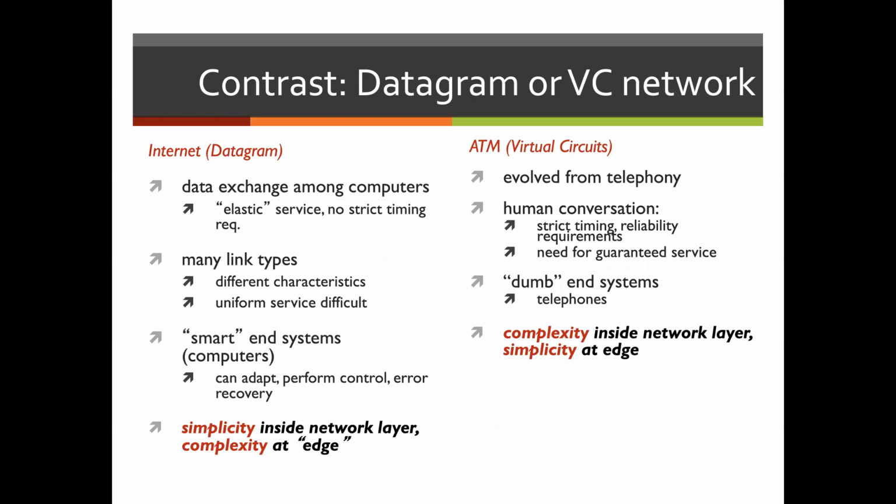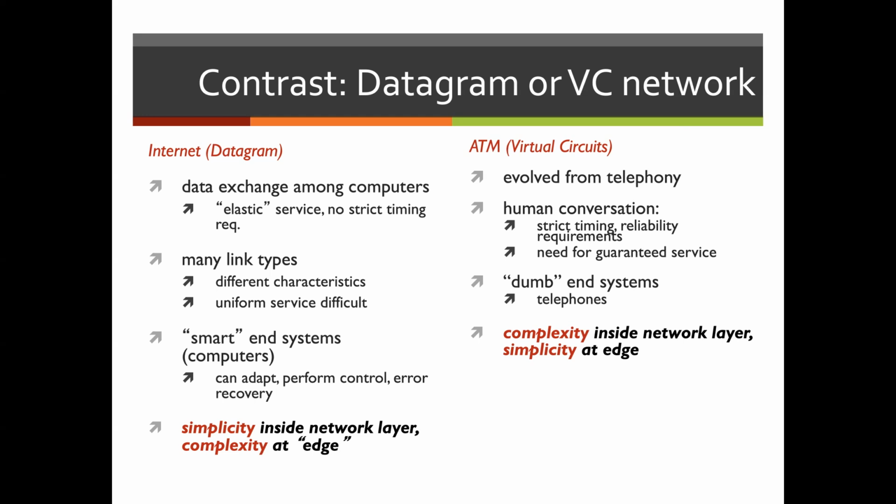And so there are two different ways in which we are able to provide for the mechanisms to implement our network. And we can use that with the internet via Datagram or ATM using virtual circuits. And so with the datagram, we focus on data exchange among computers. And so this is an elastic service, so there's no strict timing requirements. And we have to consider that there are many different link types, and these different link types are going to have different characteristics, but uniform service can be difficult because of that. And we'll have smart end computer systems. That means that they can adapt and perform control and error recovery. And the key description for the internet is it's simplicity inside the network layer, but complex at the edge.